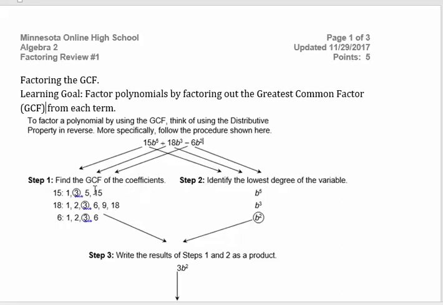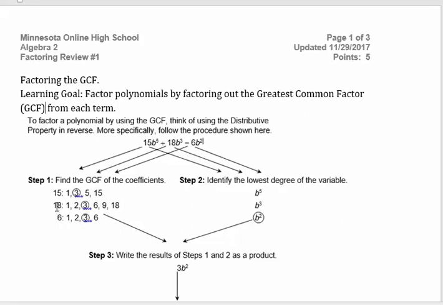And we do that by finding the greatest common factor of the numbers 15, 18, and -6, and then figure out what variable can also be factored out. And we use the lowest degree of the variable that is in each of them. So to find the greatest common factor of 15, 18, and 6, we can list the factors. 1 times 15 is 15, and 3 times 5. So these are the factors of 15.